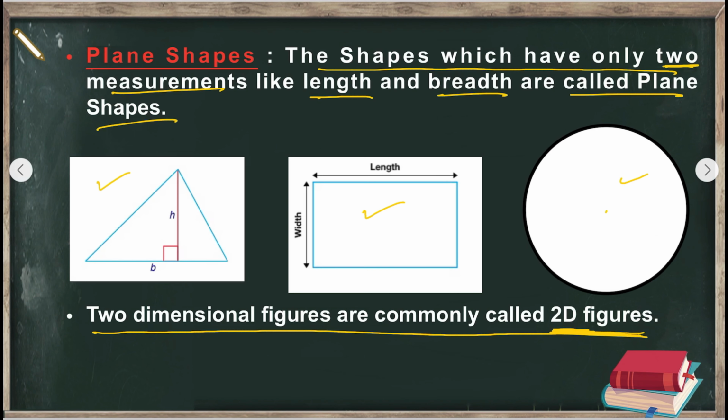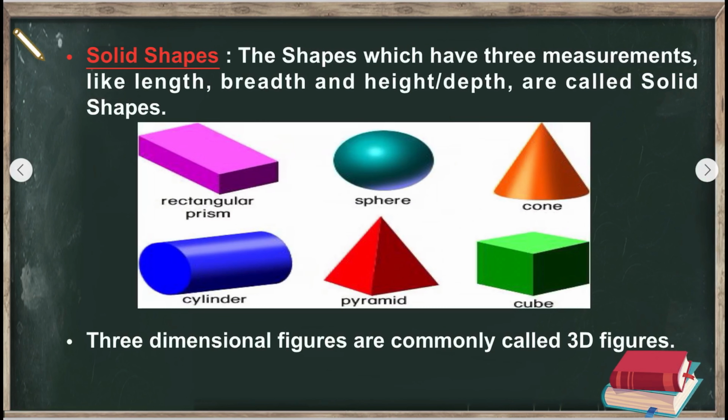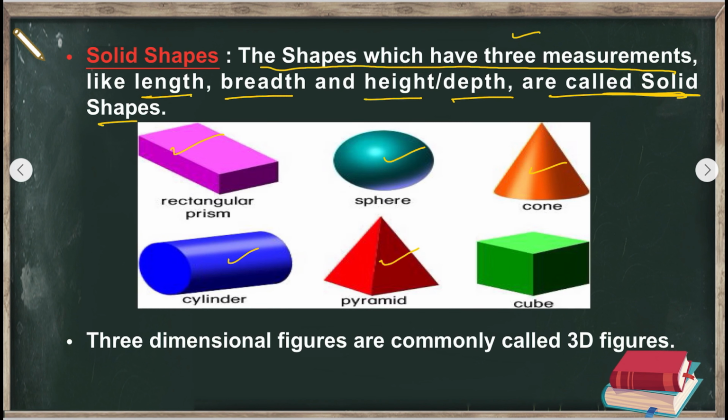Next we have the solid shapes on which this chapter is based. Solid shapes are the shapes which have three measurements, which are length, breadth and height, or in some cases it will be depth. So in total we have three measurements. All the shapes which have three measurements are called solid shapes. For example, we have this rectangle, this sphere, cone, cylinder, pyramid and cube.